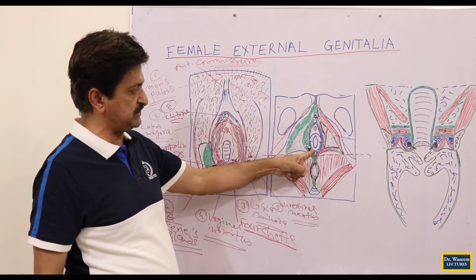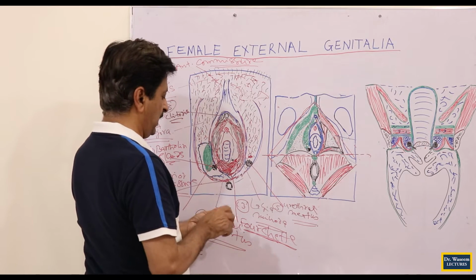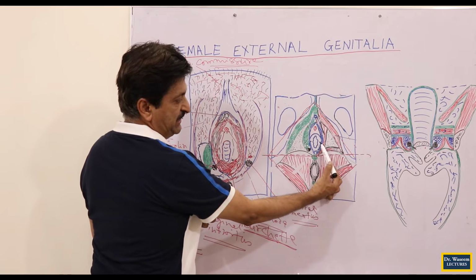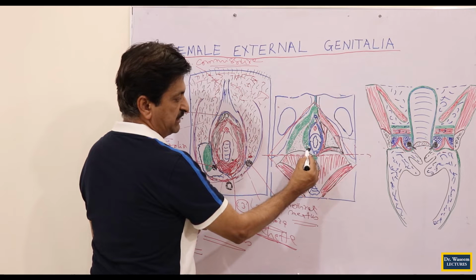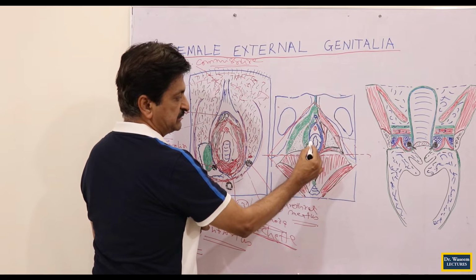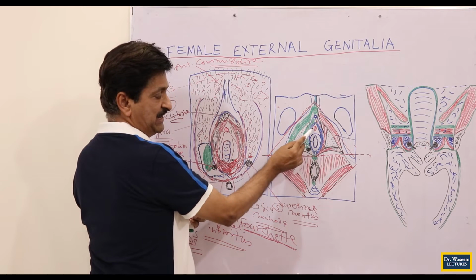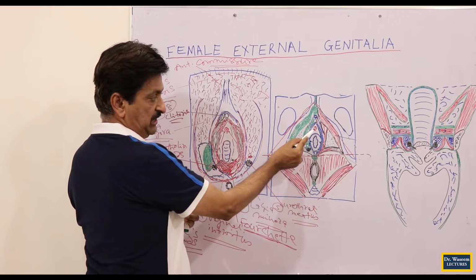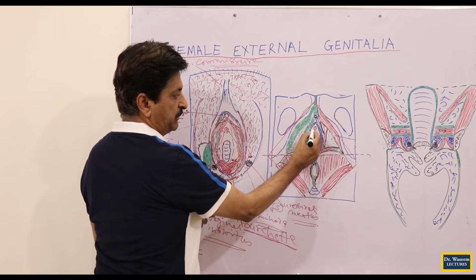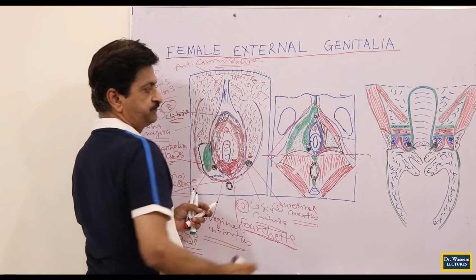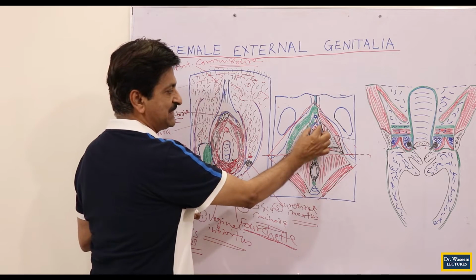If you remove this, you see many things. There is a vaginal introitus, vaginal orifice, and urethral orifice. On the side of the vaginal introitus we have the openings of the greater vestibular glands, the ducts of the greater vestibular glands. More anteriorly in the vestibule we have the urethral orifice, and in the vicinity of the urethral orifice we have the paraurethral glands opening here. So this is the area of the vestibule.